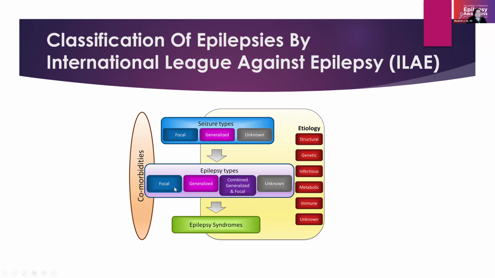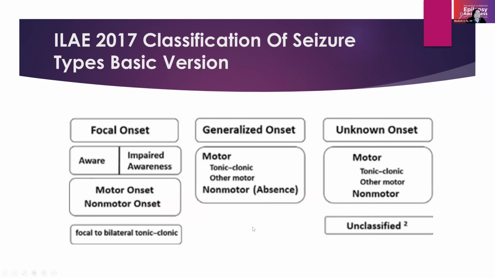So this is the classification of epilepsy by the ILAE. They divided based on seizure types: focal, generalized, and unknown. The epilepsy types: focal, generalized, combined generalized and focal, unknown, and the epilepsy syndromes. So there are comorbidities seen in different epilepsy types and epilepsy syndromes, and the etiology can be either structural, genetic, infectious, metabolic, immune, or unknown. So the ILAE updated the classification of seizure types in 2017 into focal onset, generalized onset, and unknown onset.